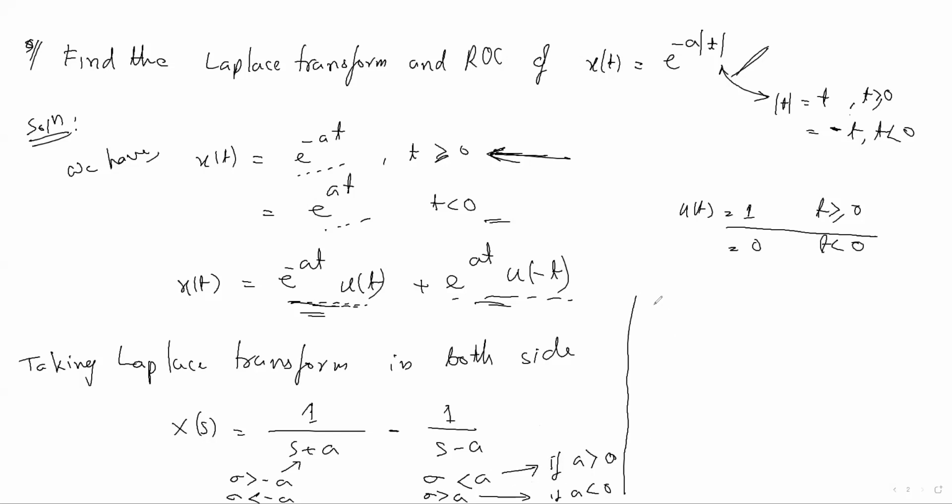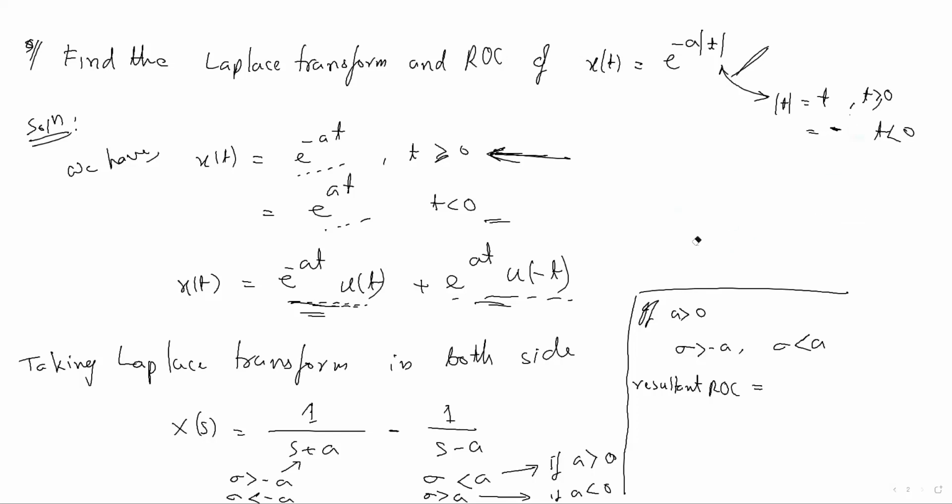Now you have to decide which one is correct. Okay, like this, if I am saying a greater than 0, then sigma greater than minus a and sigma less than a. Okay, then what is the ROC? The resultant ROC you can write. The resultant ROC should be the intersection of these two. Okay, is there any intersection between these regions? If you plot, then you can understand. Okay, let me write.